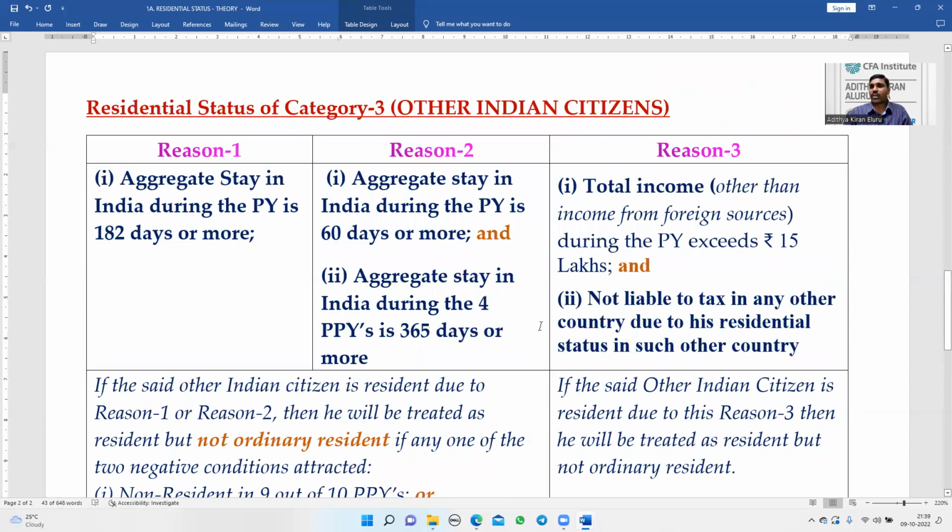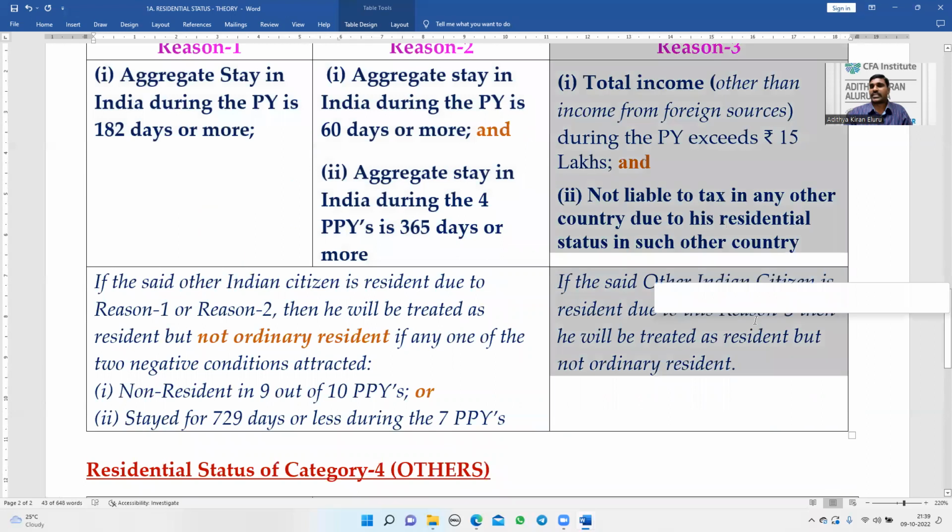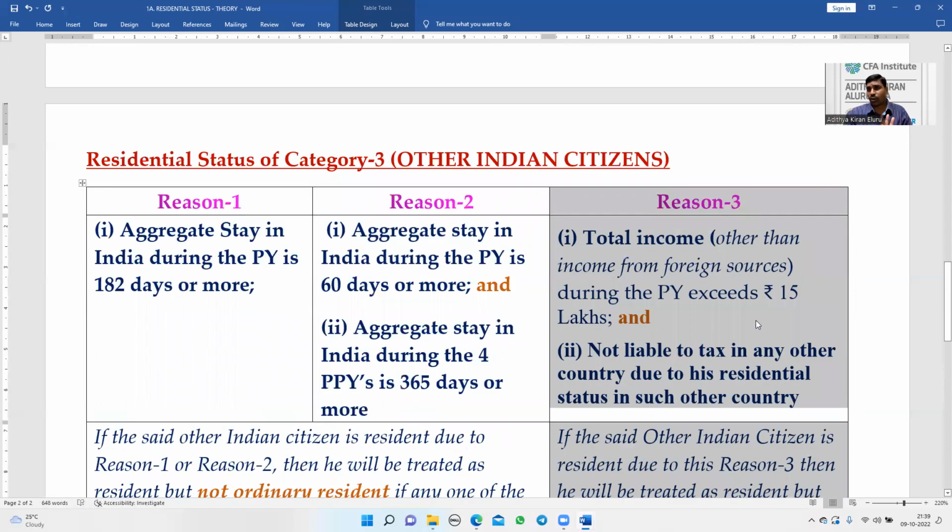Therefore, for category 4, what should we do? We simply ignore reason 3. That's it. The remaining is the same. The difference between category 3 and category 4 is that there is no reason 3 at all. Completely ignore reason 3 and just check reason 1 and reason 2.